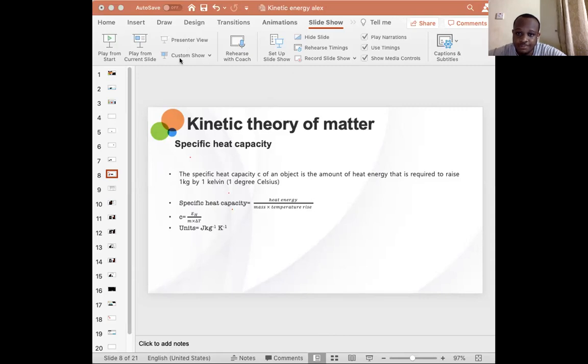So our formula is: specific heat capacity is equal to heat energy divided by mass times temperature change. All right. Now let's break this down.